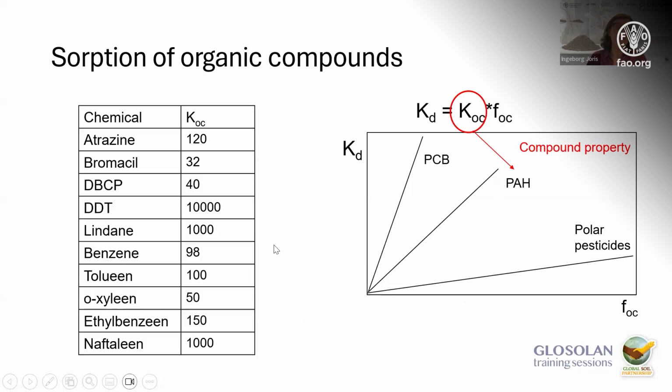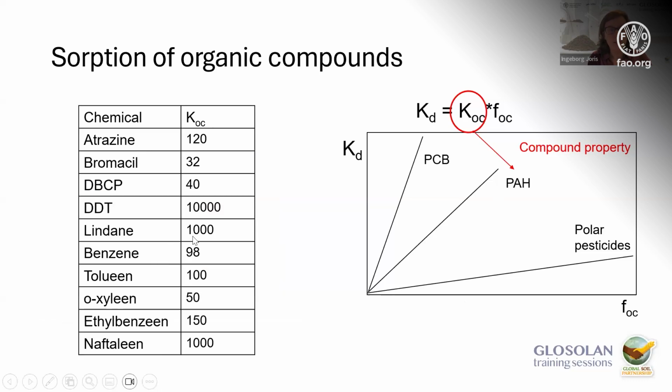And here you can see some of these KOC values. As I said, you can find them, you can look them up. So it's not something you need to determine experimentally. Of course, it's always a possibility, but that's a lot of effort. You can find these KOC values, and here these are actually a range of organic compounds.